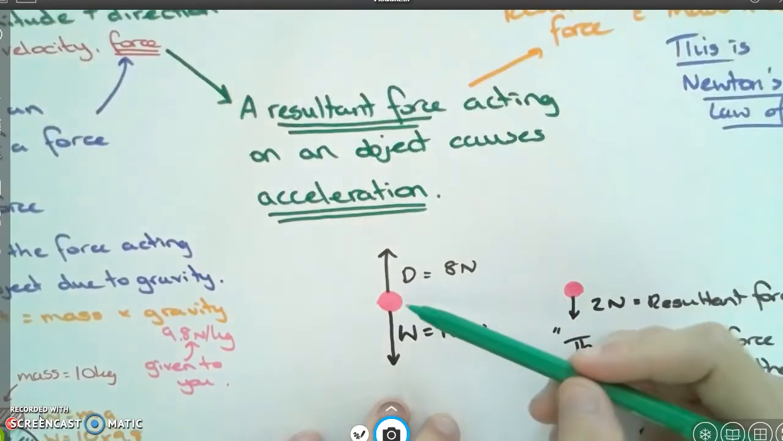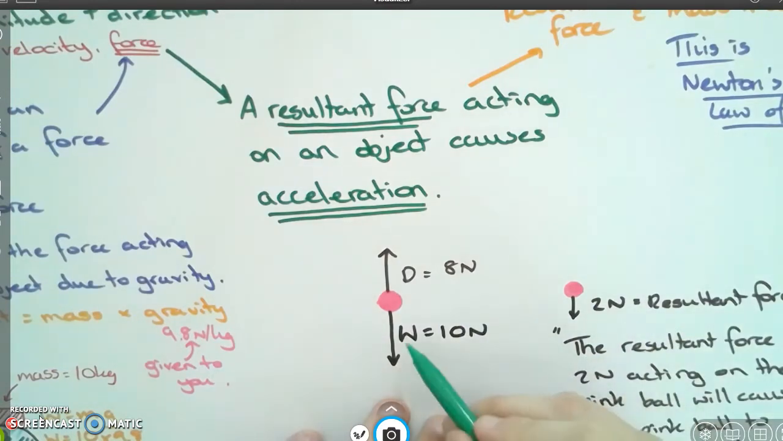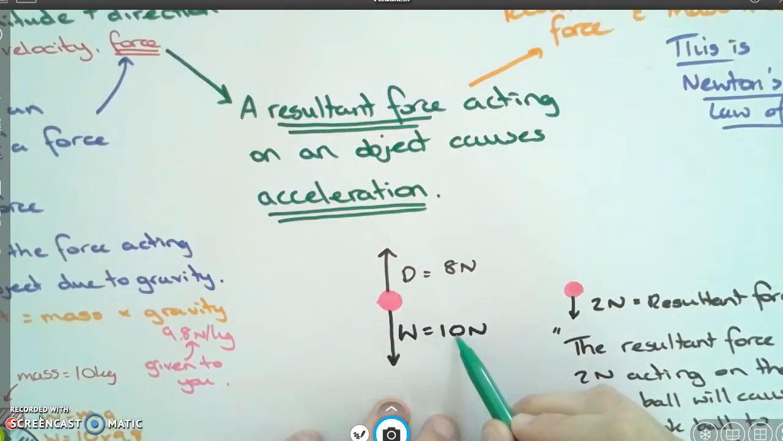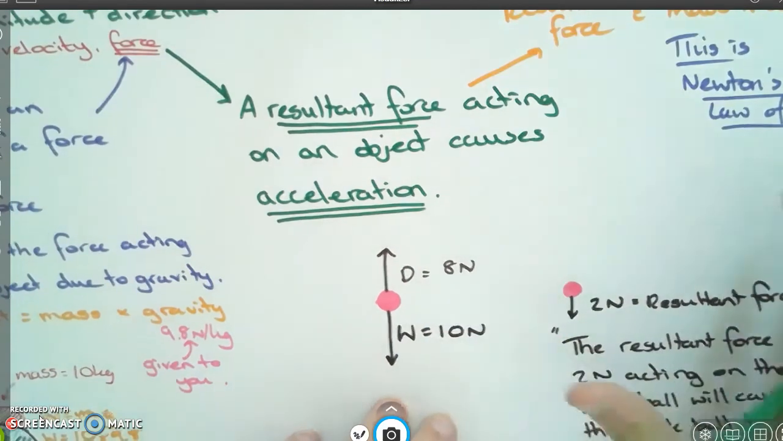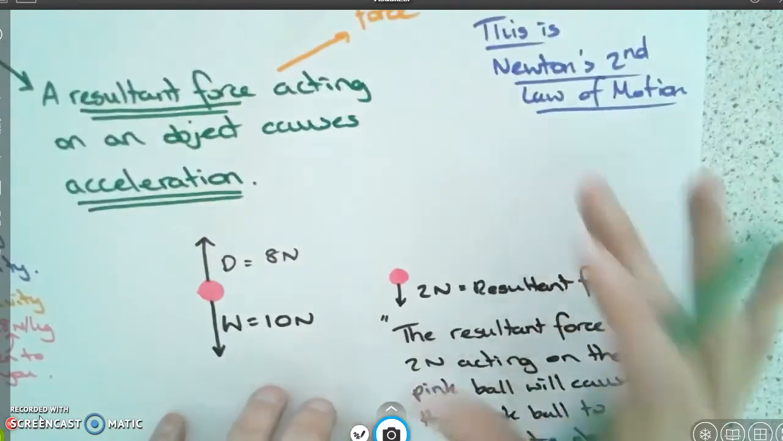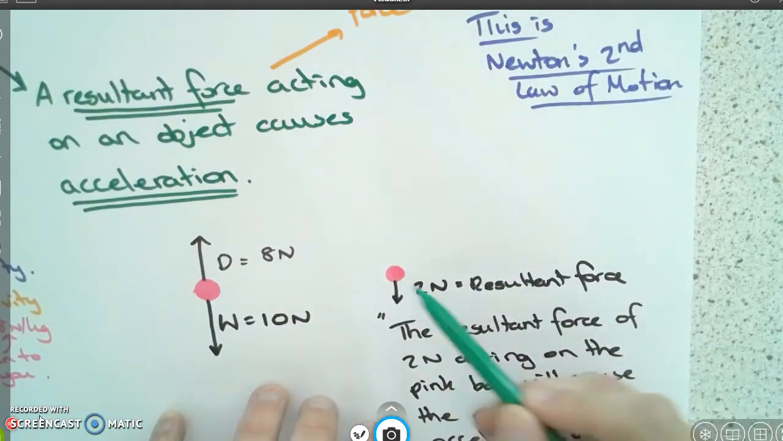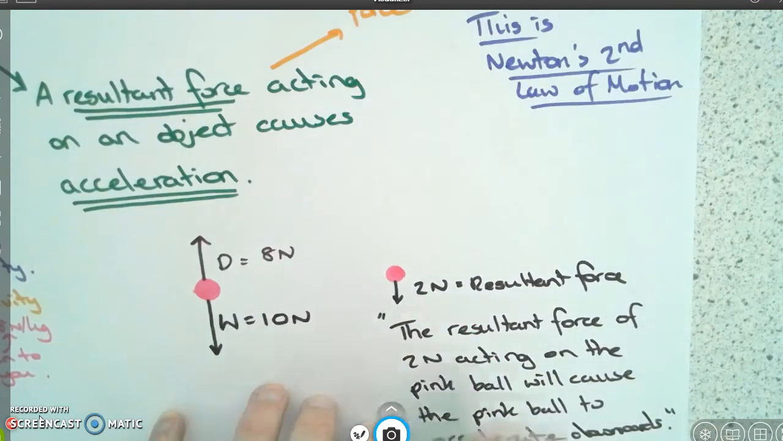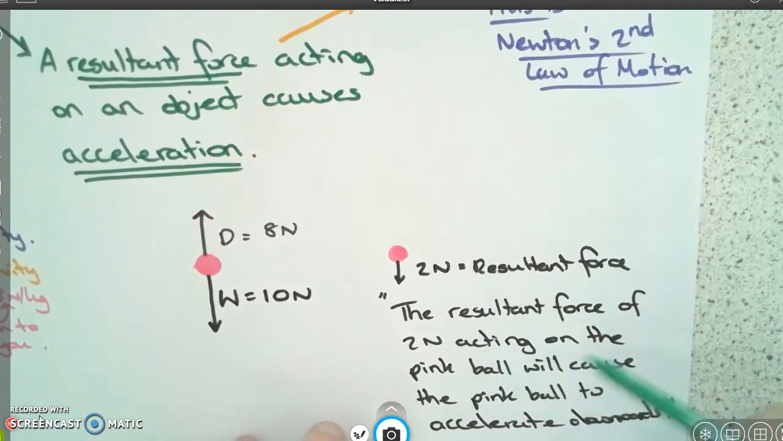So have a look here. Here we've got a pink ball, and that pink ball is falling. I know this because the weight acting downwards is 10 newtons. And the drag force acting upwards, the air resistance, is 8 newtons. So if I'm going to draw the resultant force on this pink ball, it would be like this. 10 minus 8 is 2 newtons. So the resultant force acting on this ball is 2 newtons downwards. And the way I'd summarise that is as follows. The resultant force of 2 newtons acting on the pink ball will cause the pink ball to accelerate downwards. Note I've used the words accelerate and not move.